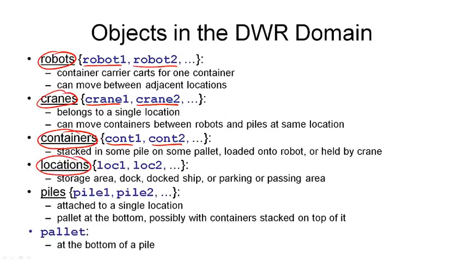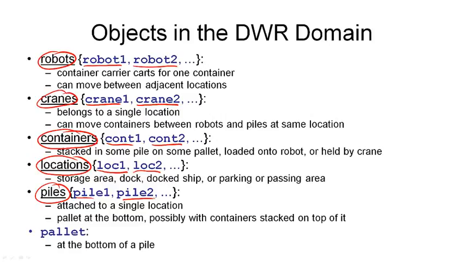The first one is locations, which denote places that we have in our world. Again, we introduce symbols to represent these different places. These could be a storage area, a dock, a ship, or some parking or passing area in our domain of interest. And then we have piles of containers. Again, we have symbols for these, pile 1, pile 2 here.